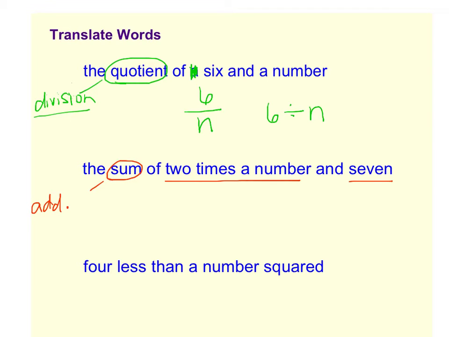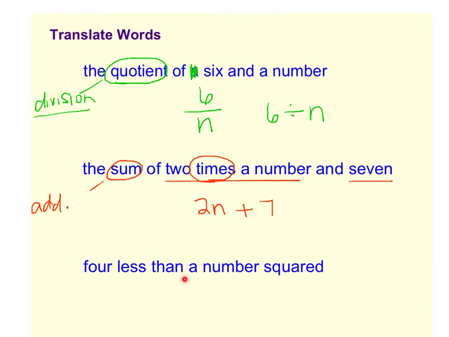So we have to represent 2 times a number. Well, times, there's another one of those words, that's multiplication. So 2 times a number, we can say 2 times n. That shows 2 times a number. And 7, so we're adding 2n, bring in your plus sign, a 7. And so we're finding the sum of 2 times a number and 7.